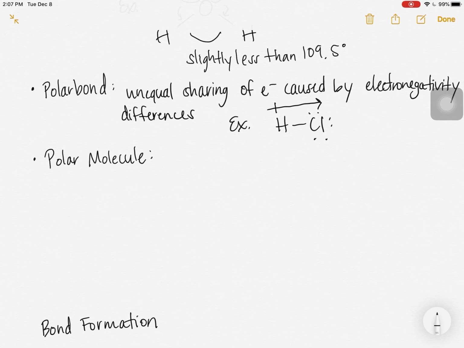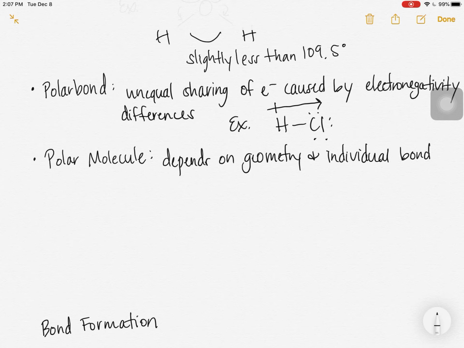Then where we connected that with our current discussion is, well, what about the polarity of a whole molecule? And so the polarity of a whole molecule depends on the geometry and the individual bond dipoles. So this is where we had something like CO2, which is linear, and we asked ourselves, you always have to ask yourself, is the individual C-O bond polar? The answer is yes. O is more electronegative.